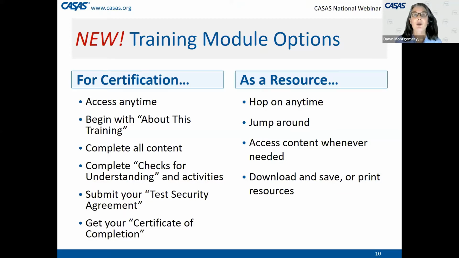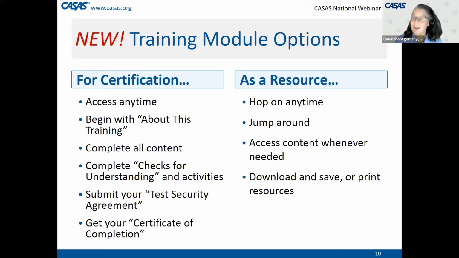To get a certificate for completing a module, begin with the About This Training content to learn about the goals and objectives of the training and requirements for completing the training. This includes navigating through all content and completing the checks for understanding. This unlocks access to the training completion unit, where you will submit your test security agreement and generate your certificate. After completing the module, we encourage you to return to the module to review the content and download the resources.